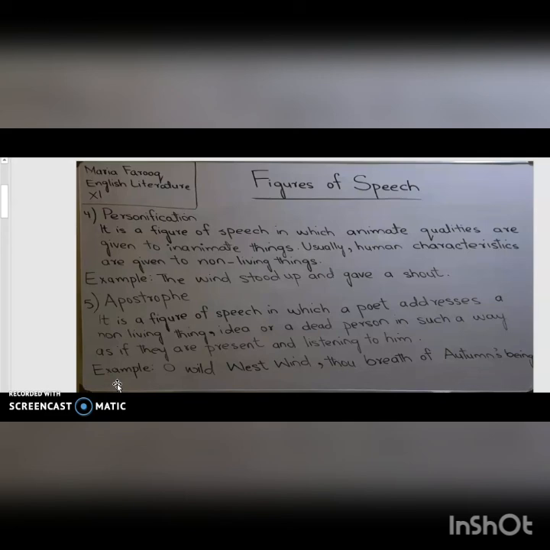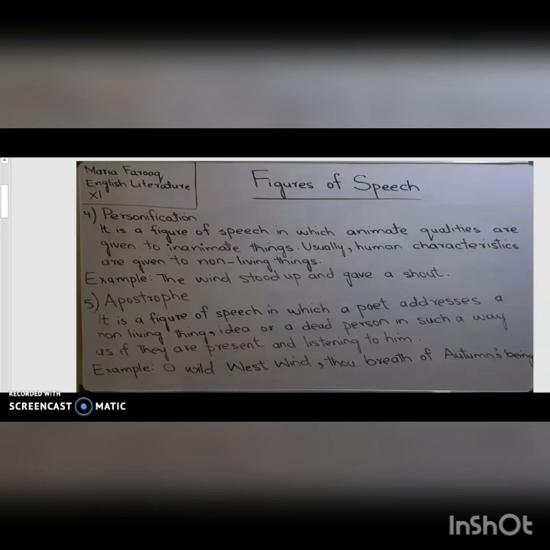For example, O wild west wind, thou breath of autumn's being. Now what is apostrophe? This is a figure of speech in which a poet addresses any non-living thing, idea, any dead person, as if that person or that thing is listening to him. In this example, the last line on the board, O wild west wind. The poet is addressing wind as if wind is listening to him.